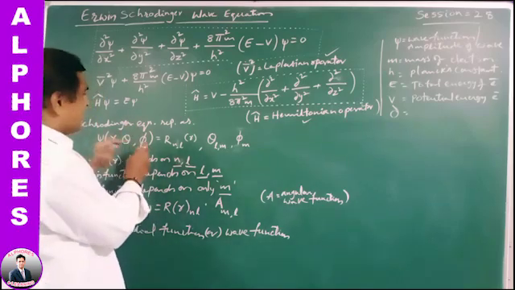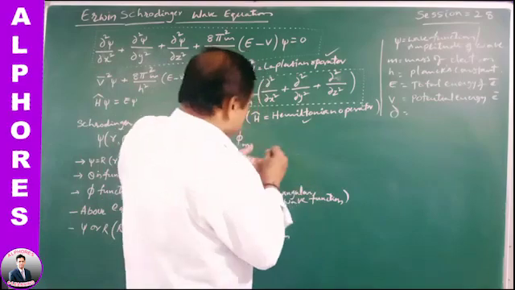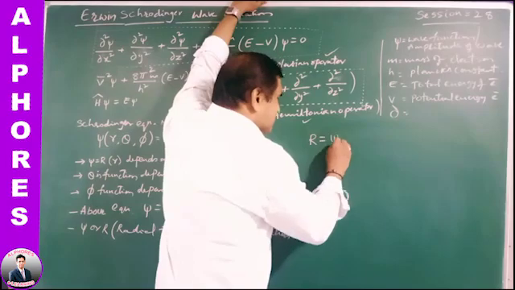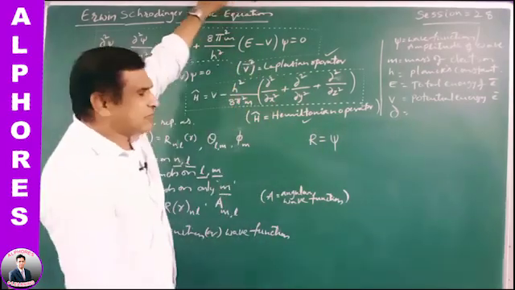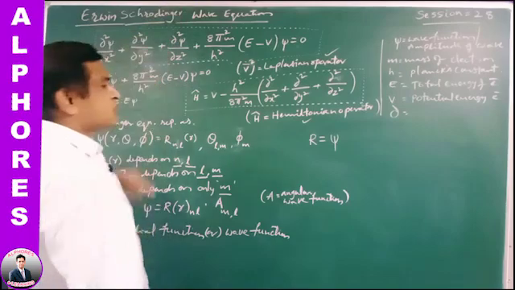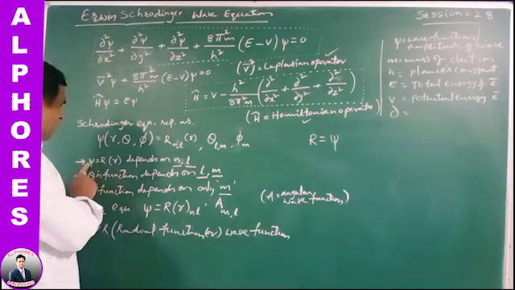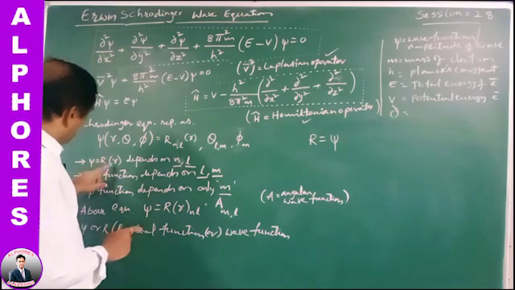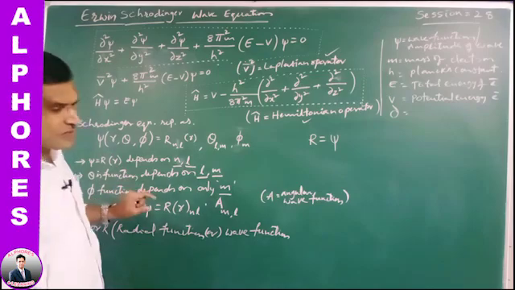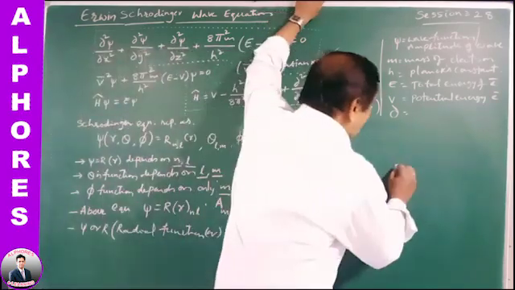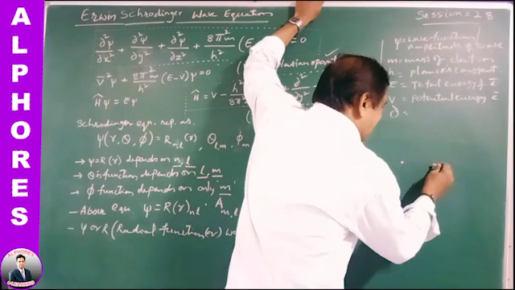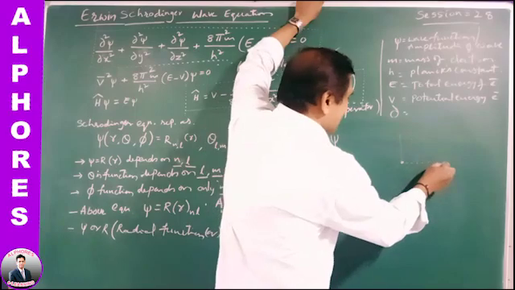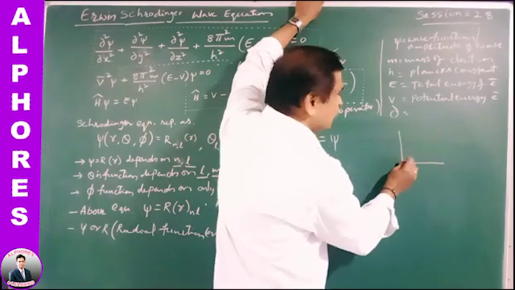In some books it is mentioned that capital R is nothing but your psi. The capital R represents psi only, it is not a different one. Now psi is equal to R. That means this R depends upon the radial axis. So what is that radial axis? Around the nucleus we can assume the x-axis, or the y-axis, or the z-axis.